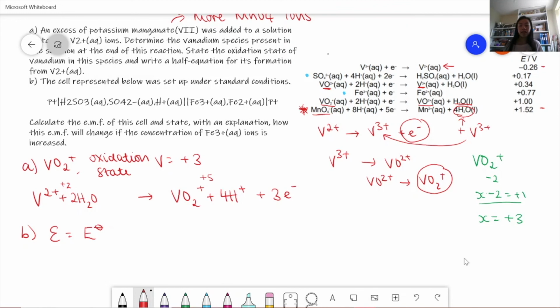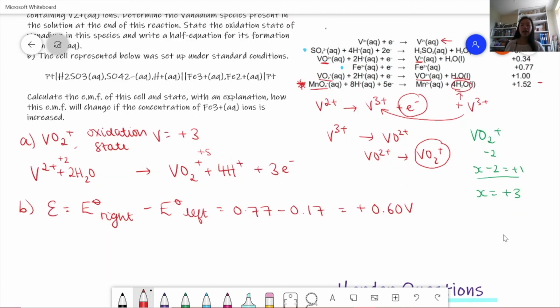So that means that to find out the EMF, what we do is that we do the standard electrode potential of the right minus the standard electrode potential of the left. And this comes out to be 0.77 minus 0.17, and that equals +0.60 volts. And then we're asked how this EMF will change if the concentration of Fe3+ ions is increased.